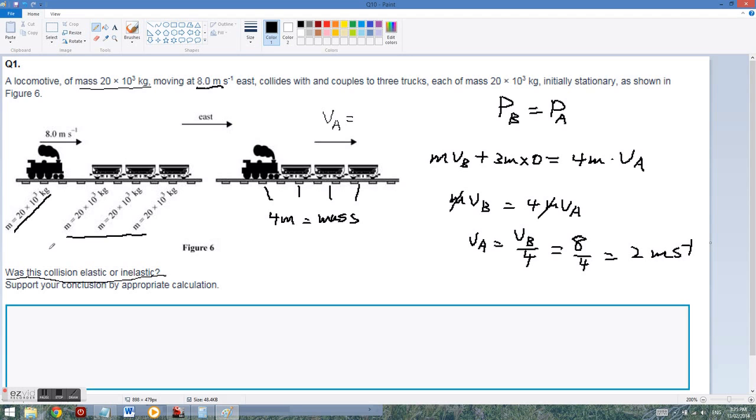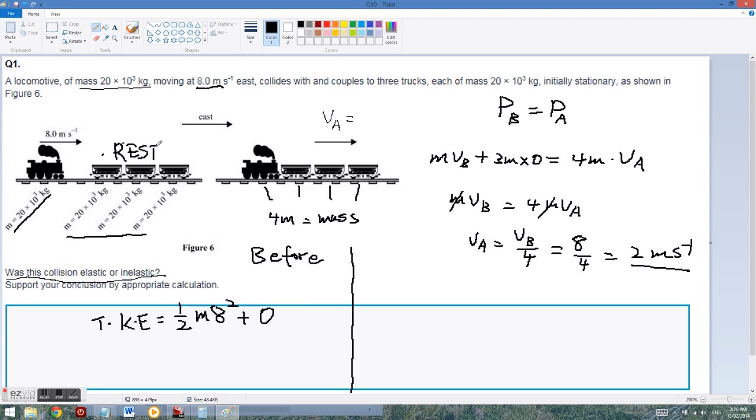Then afterwards, let's find out whether it's elastic or not. That's before. Before, the total kinetic energy will be half m vB squared, plus 0, because those parts are at rest, they're not moving. It will be half times 64. Now put it in the calculator, it will be 40123 joules.